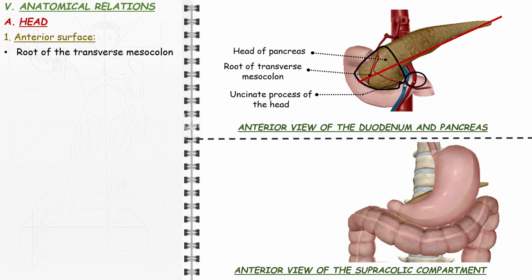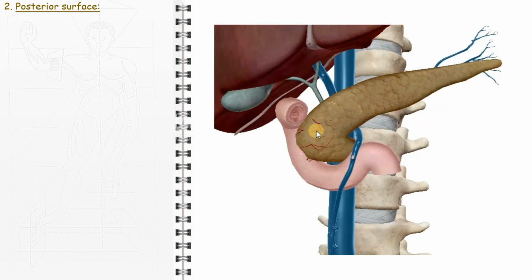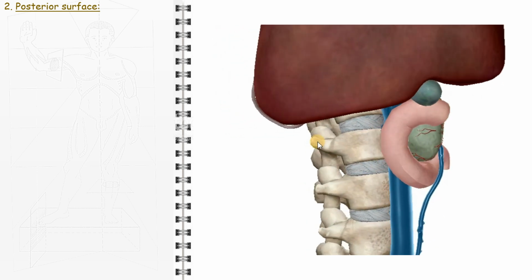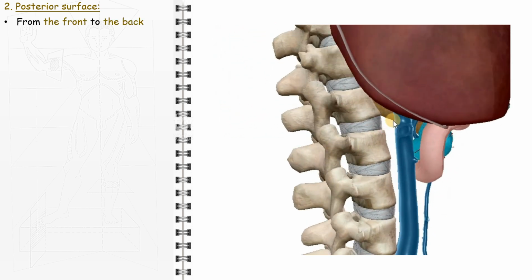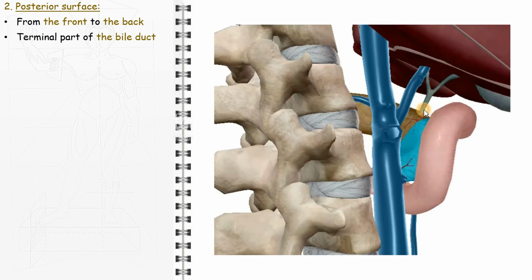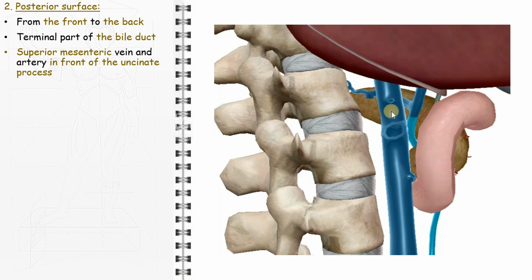The bare surface of the head forms the bed of the lesser sac behind the stomach. The posterior surface of the head is in contact with, from the front to the back, the terminal part of the bile duct, the superior mesenteric vein and artery in front of the uncinate process, the right renal vessels, the inferior vena cava, the right genital vessels and the aorta.